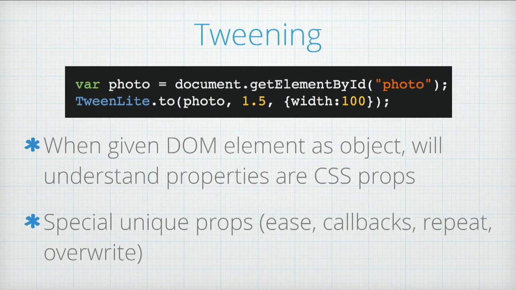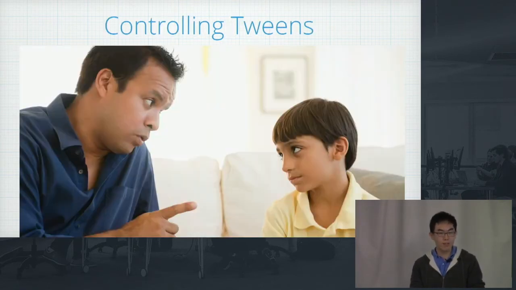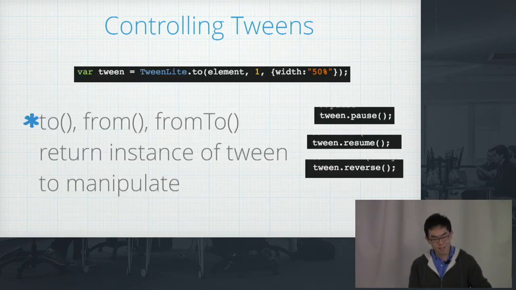And we can also apply special unique properties that only GSAP understands, such as eases, callbacks, repeats, and overrides. And I'll be getting into each of them later on. So let's talk about actually controlling our tweens. We have tweens that we want to work with, and there's a lot of things that we want to do with them, but it's not so simple to control them unless you save it in a variable. So here, we're taking the return of the to method, capturing it in a variable, and now we can actually pause it, resume it, reverse it, change its timescale however we please. And this gives us the ability to make any minute changes in the animation that we need to.